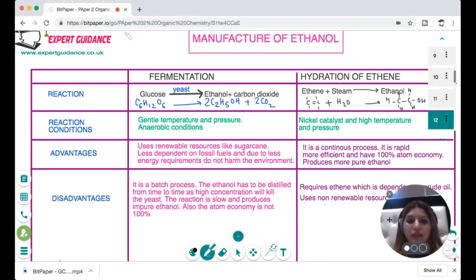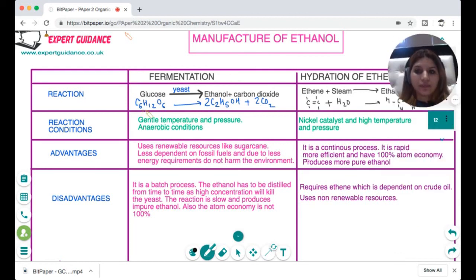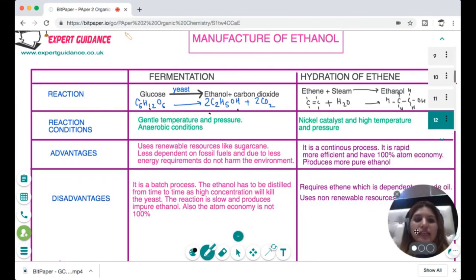Manufacture of ethanol. Now ethanol is an alcohol which we get either by fermentation of glucose, that is anaerobic respiration of glucose, or, as we have just seen, when you take ethene and pass it through water, you get ethanol. So that is hydration of ethene. Now, hydration of ethene requires a catalyst and a high temperature and pressure, whereas for fermentation, we require gentle temperature and pressure.